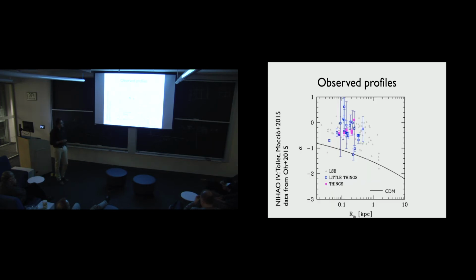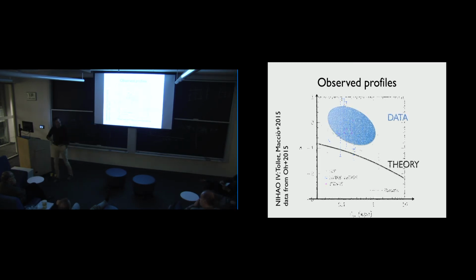So let me zoom in on this plot. This is as a function of where you can measure the slope of the profile. That's the result. What you see is the prediction from cold dark matter here, and the data here. Now, as I say, this is a strange plot because of the units. Forget about what's on the axis. The way to see this plot is the following: you have some place where the theory produced the black line, and the data are the blue cloud.